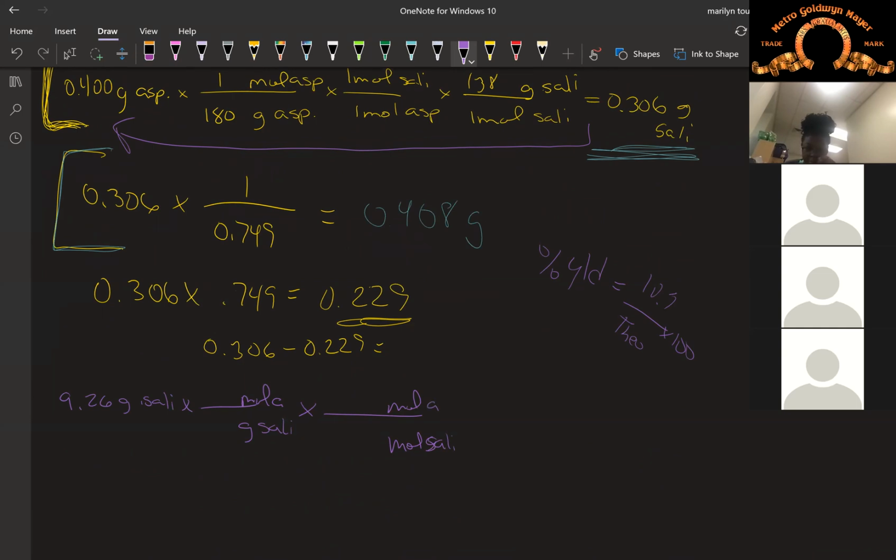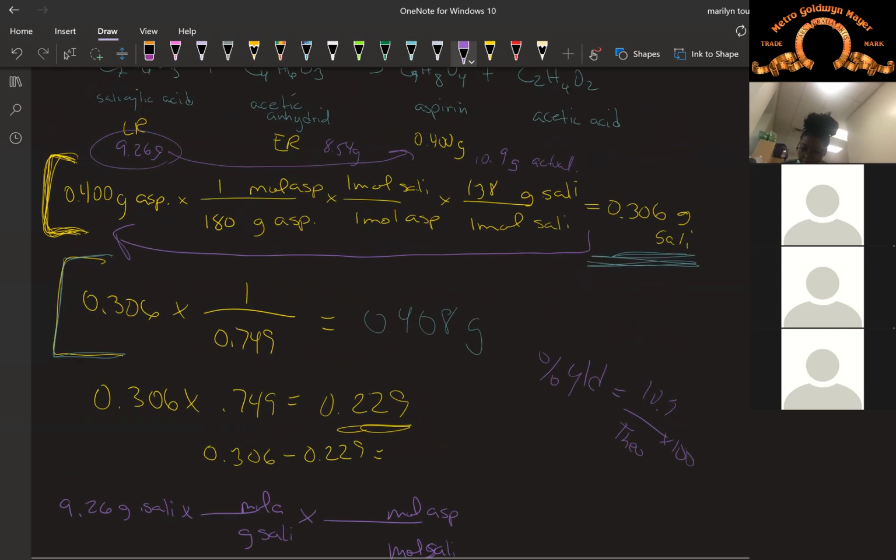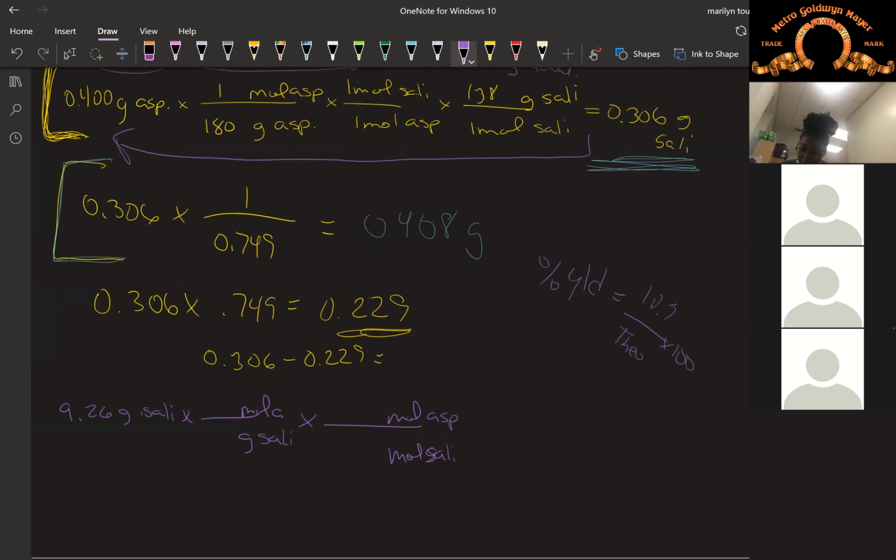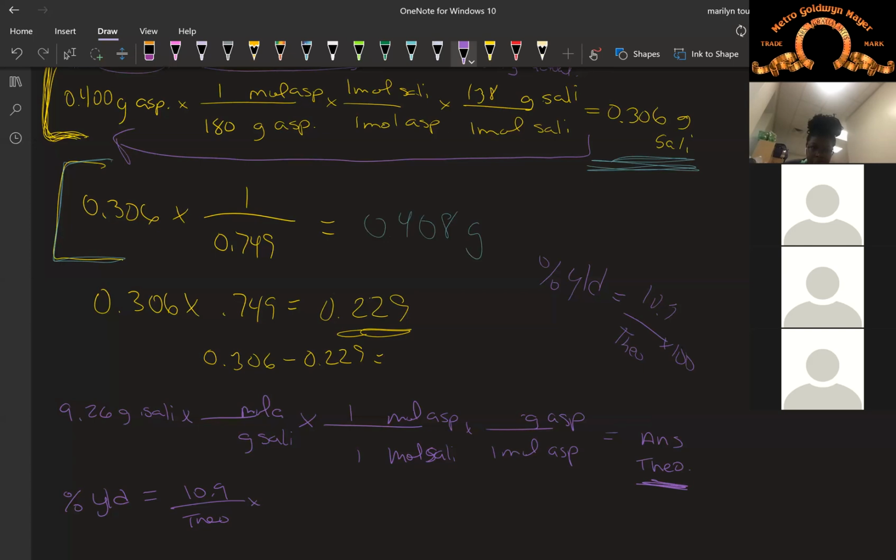And then going to aspirin. The mole to mole ratio is 1:1, so 1 mole of aspirin goes to grams of aspirin. I would then get that answer, that's my theoretical. Then I would plug it into my percent yield equation, where the actual is the 10.9, like I wrote up there. The bottom would be the answer I got right here, the theoretical, times 100. That's the answer.